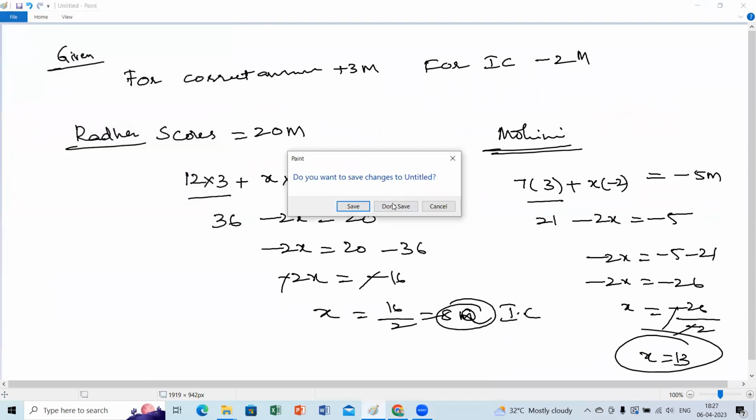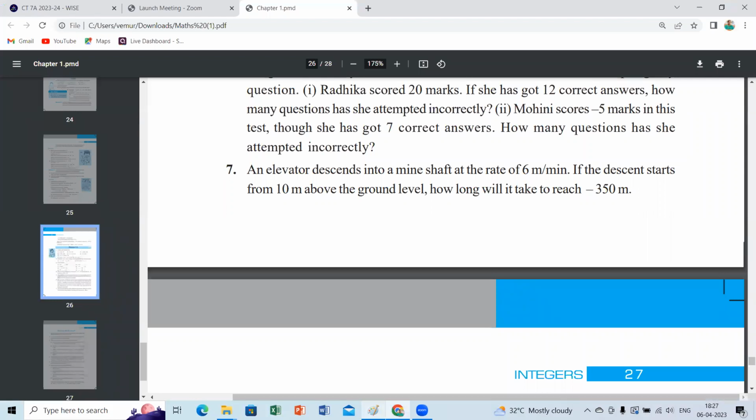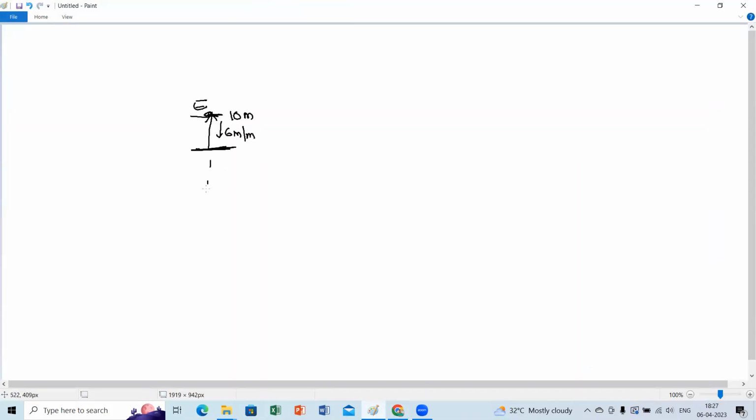It's a very important question, children. If you say this is the ground, the elevator is 10 meters above. Here, the position of the elevator is here right now. What happens every minute? It descends 6 meters per minute. So at what time does it reach minus 350? To reach minus 350, how much time does it take?